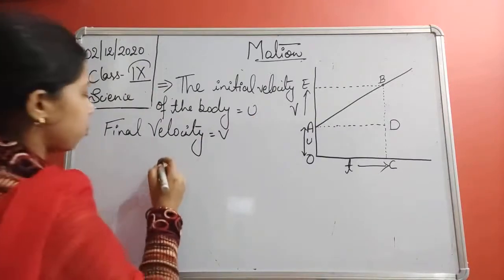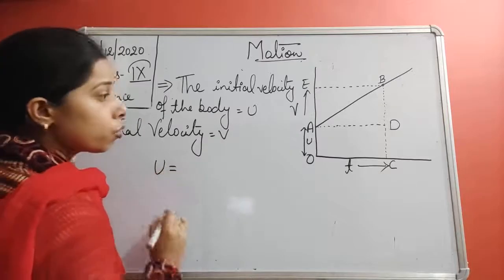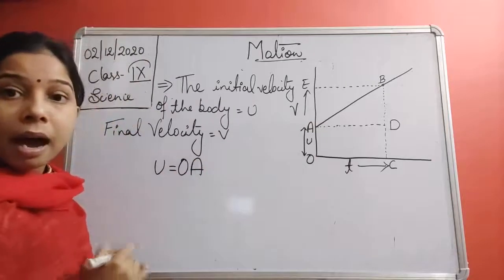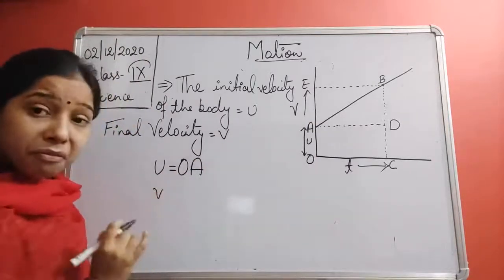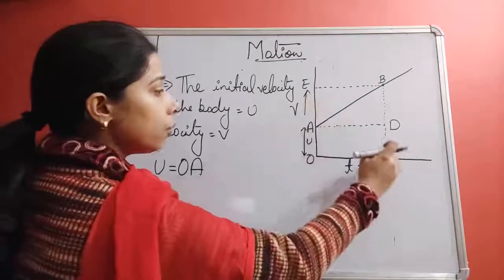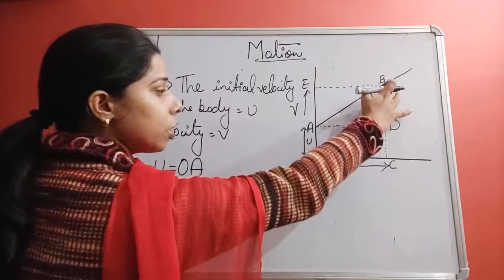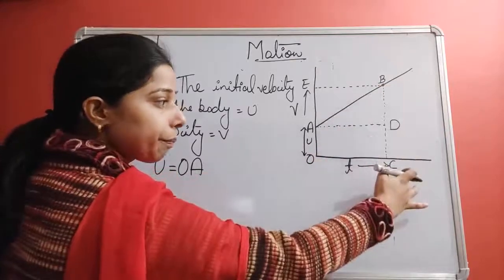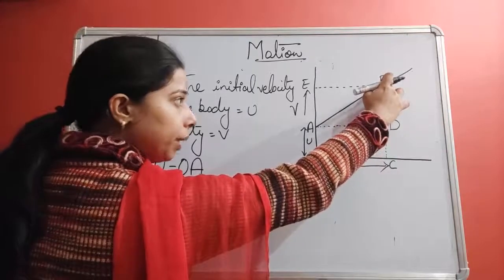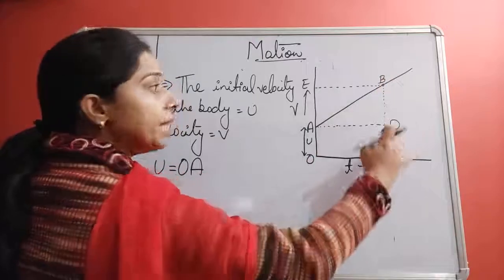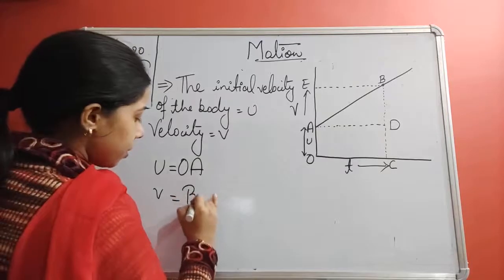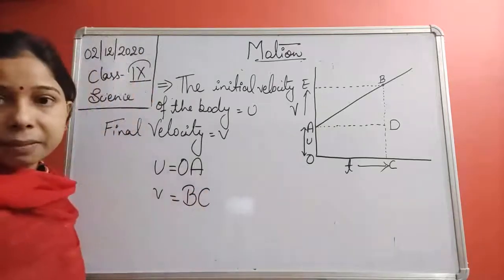Okay. Now you see, students, if we talk about u, so u is what? That is equal to OA. And if we talk about v, that is the final velocity, it will be equal to OE. So you see here, if we talk about the final velocity, it will be equal to BC. Because the object has traveled, the velocity changes up to B. So if we look at the graph, students, BC is the final velocity.